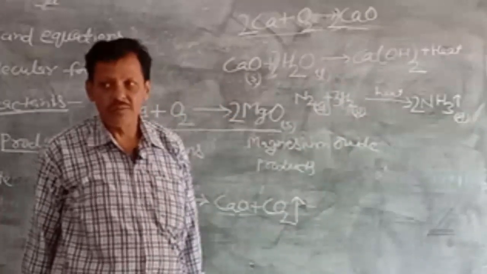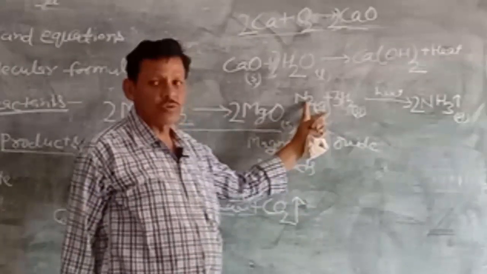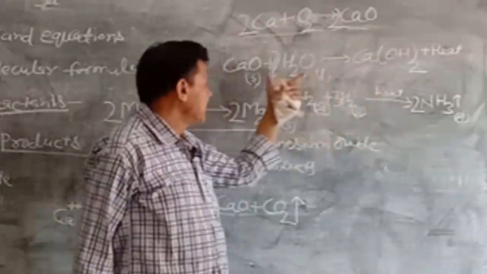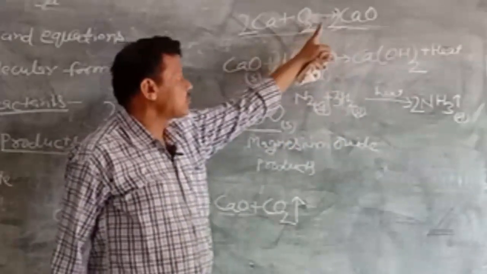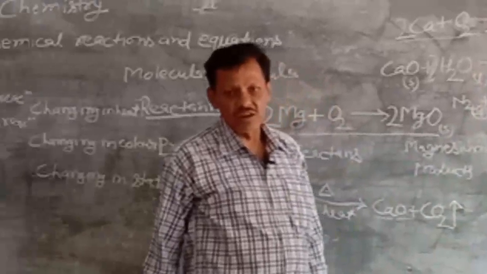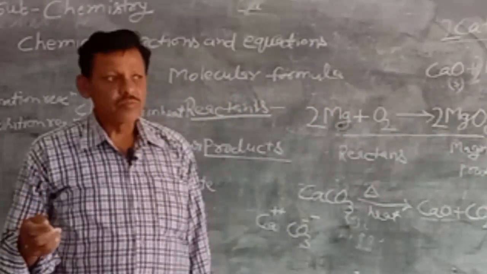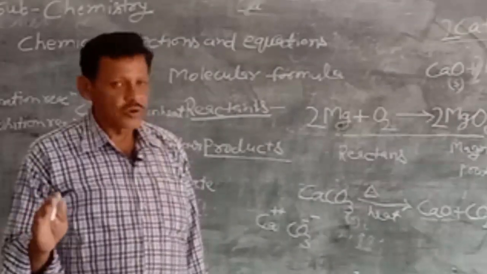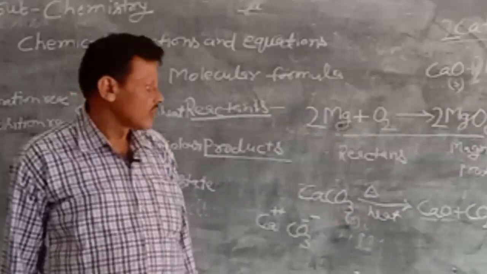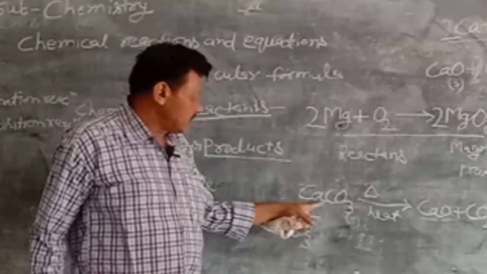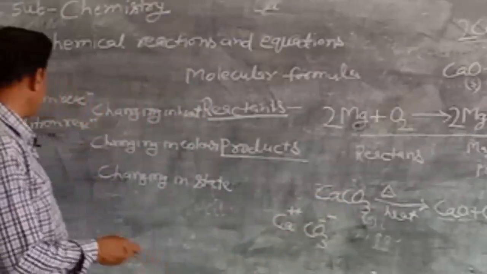It is also called a combination reaction. Why are these called combination reactions? Because reactants are 2 and the product is single. All those reactions in which there is more than one reactant and a single product are called combination reactions. And the other type of reaction is called decomposition reaction.